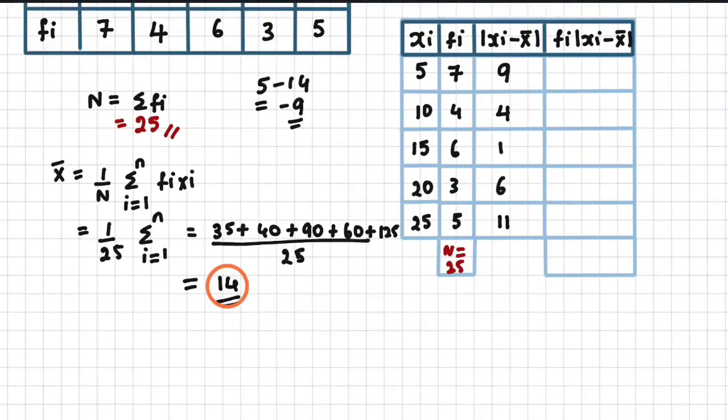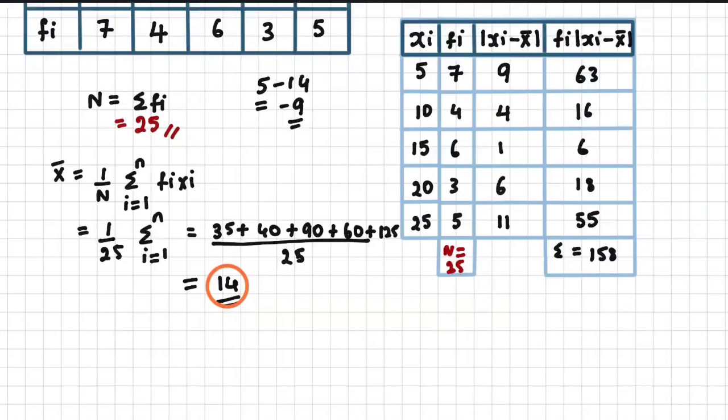Okay, so let's move on to the next column, that is Fi into modulus xi minus x bar. Now you just have to multiply Fi into modulus xi minus x bar. So what is 7 9s? 7 9s are 63. 4 4s are 16. 6 1s are 6. 3 into 6 is 18, and 5 into 11 is 55. So now you have to sum it. So what is the answer? You get it as 158.